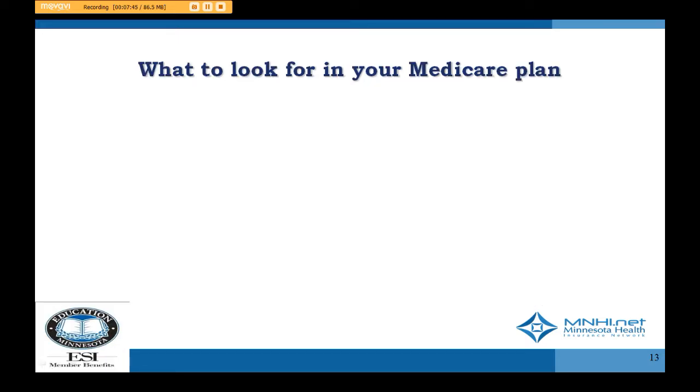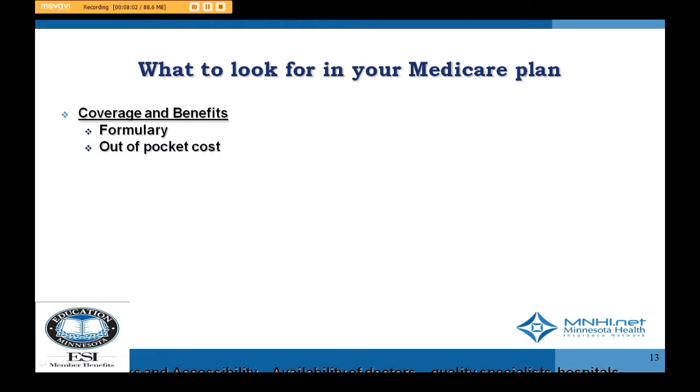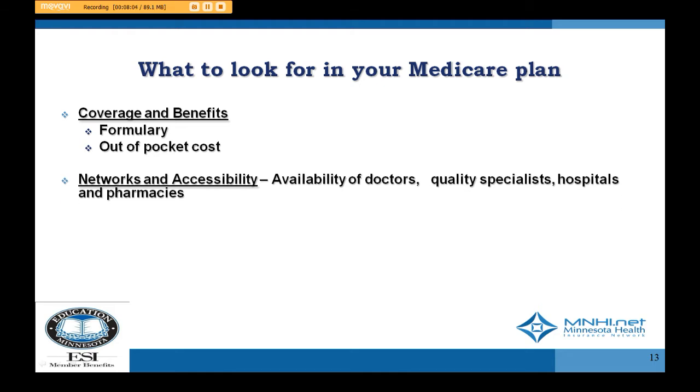So what to look for in your Medicare plan? You always want to make sure that you're looking at the out-of-pocket cost. What is the total you'd be vulnerable to should you have a bad calendar year, as well as the formulary, making sure that your prescriptions are covered at a decent cost. Networks and accessibility are also important, so making sure that you have the ability to go to your doctors. Are there any specialists that you need to continue seeing, as well as hospitals and pharmacies that are important to you.